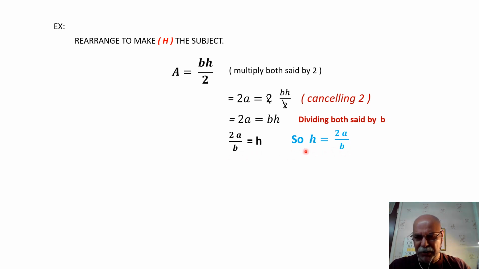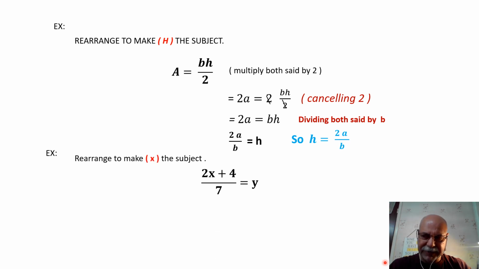h equal, not 2a over b equal h, is the style. For this example also, he asked me to rearrange to make the x the subject for this formula. This formula is 2x plus 4 over 7 equal y. Now he wants to change y as the subject to x as the subject.